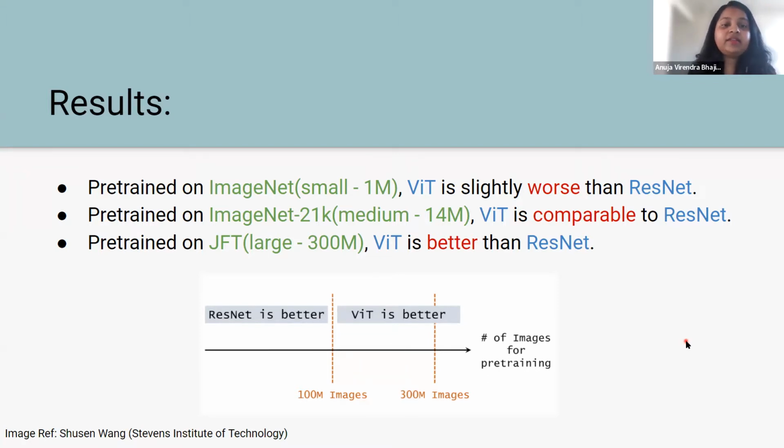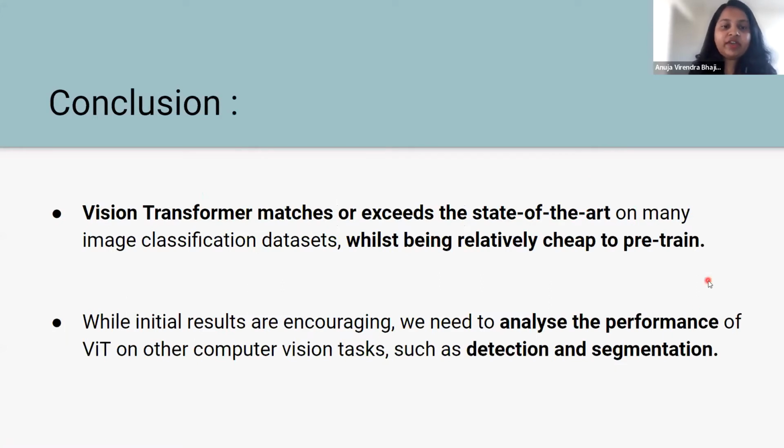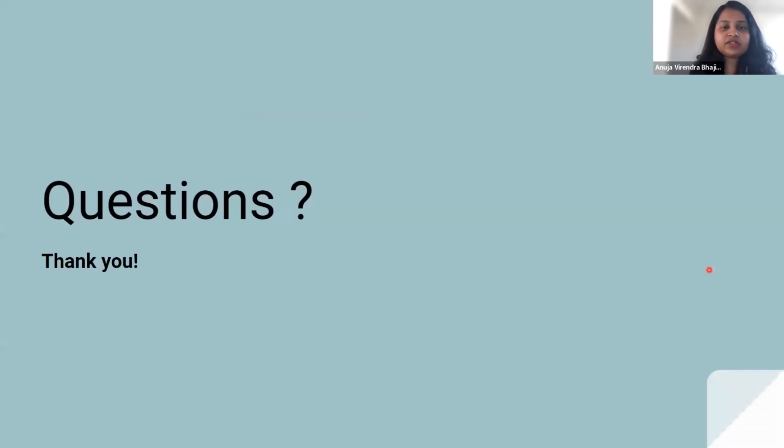So thus we can say that the simple yet scalable strategy of ViT, when coupled with pre-training on large datasets, matches or exceeds the state-of-the-art performance on many image classification datasets, and these are relatively cheaper to pre-train as well. Thus, the paper explored the direct application of transformers on image recognition. But while these initial results are encouraging, the paper sets as future scope to analyze the performance of ViT on computer vision tasks such as detection and segmentation. By stating the scope here, we end our presentation, and we are open to any other questions.